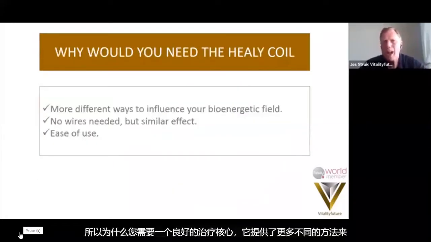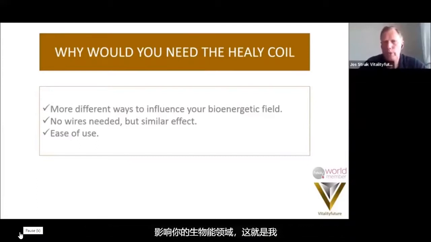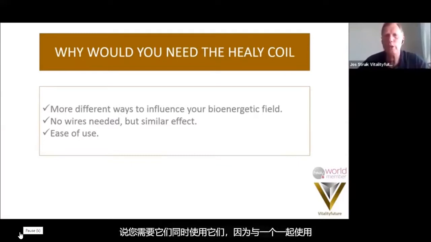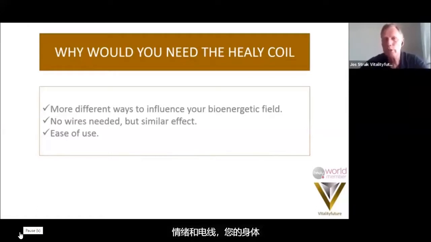So why would you need a Healy Coil? Well, it gives more different ways to influence your bioenergetic field. That's what I always say when people ask me, do I need the resonance or do I need the microcurrents? I always say, you need them both. Use them both. Because with the one, the resonance, you influence your intentions, your feelings, your emotions. And with the wires, your physical body.